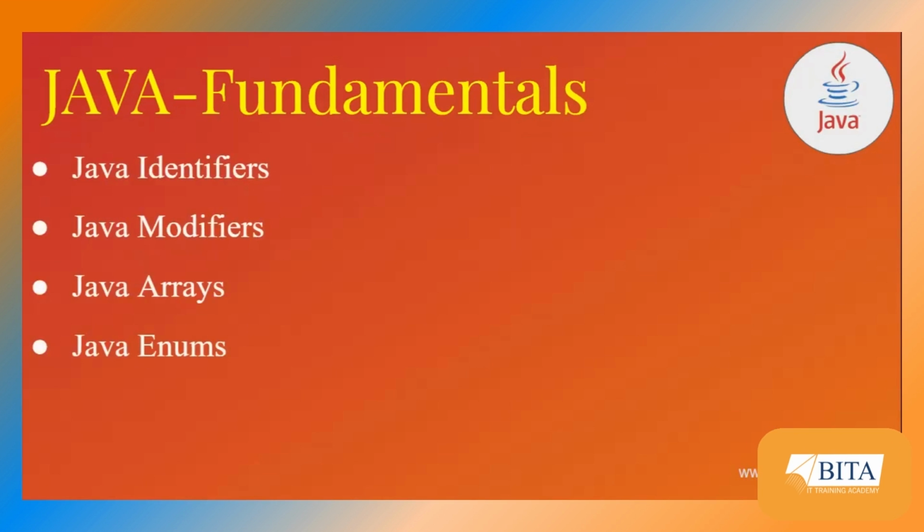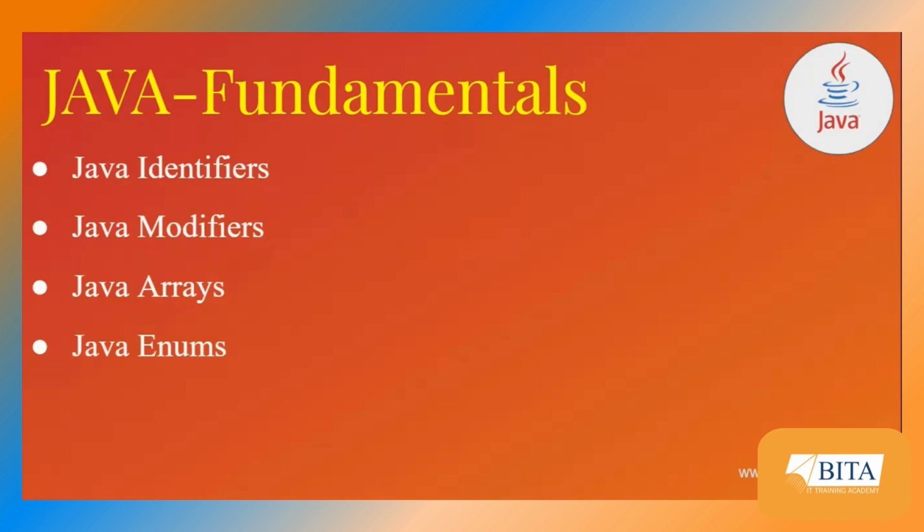So, identifiers. Each and every Java component we are using in a program requires a name. That name is called an identifier. For example, a name that is used to mention a class, variable or method is called an identifier.